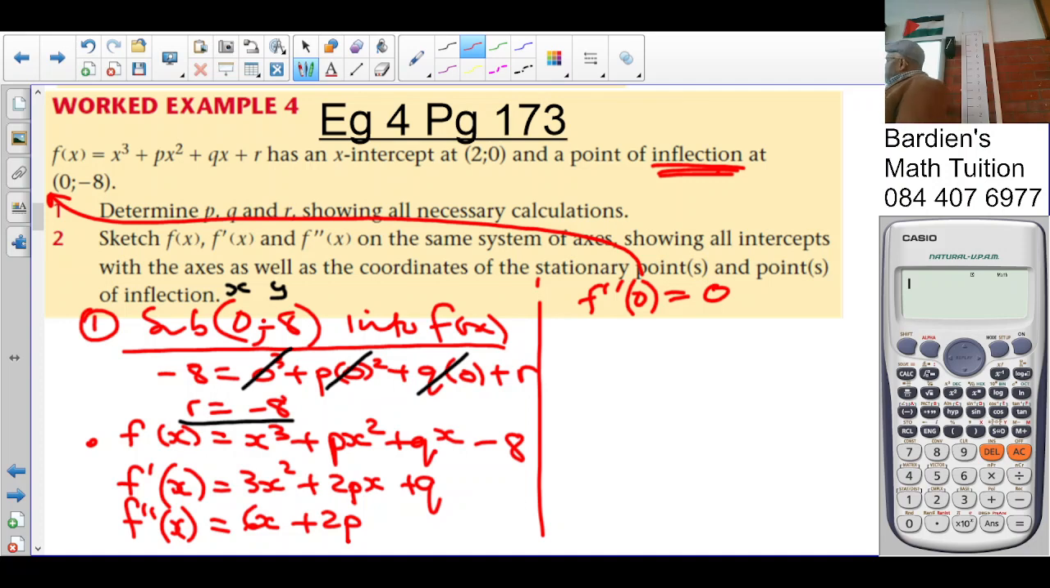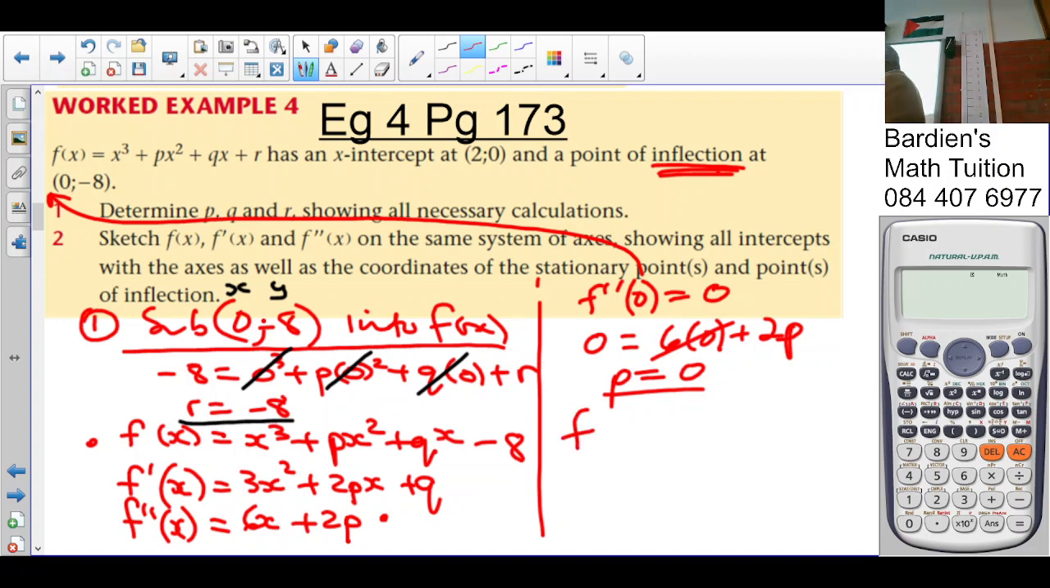How do we get that -8 normally? We substitute the x value at which the point of inflection occurs into f of x, and you get the corresponding y value. So if I substitute f double prime of 0 equals 0 into that equation, I say 0 is equal to 6 times 0 plus 2p. 6 times 0 is 0, so 2p is equal to 0, so p is equal to 0. There I got p now. So I got r, which is -8, and p, which is 0.